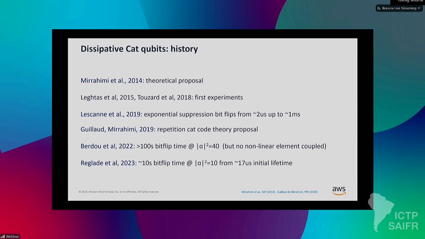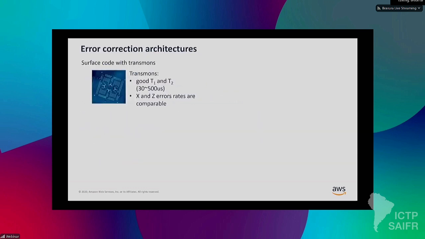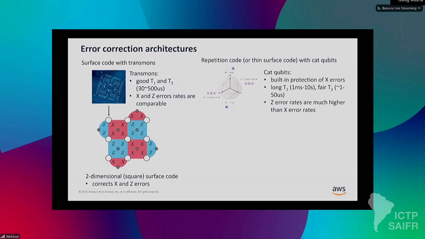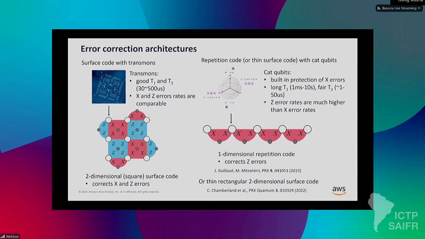And then there were more recent experiments where you even see 100 second bit flip times, but you need some fairly large mean photon number. And also 10 second bit flip times with a more manageable mean photon number of about 10, where you go from 70 microseconds initial bit flip times to 10 seconds. So this kind of exponential stabilization of bit flip errors, people have seen that in the lab a lot by now. So let me just jump ahead.